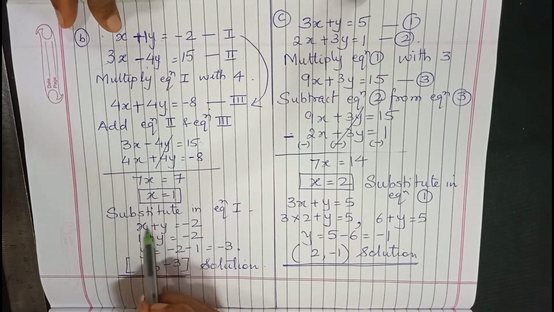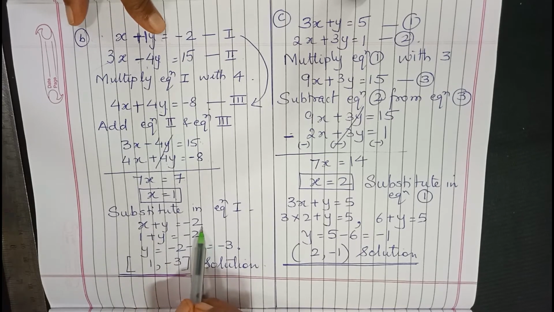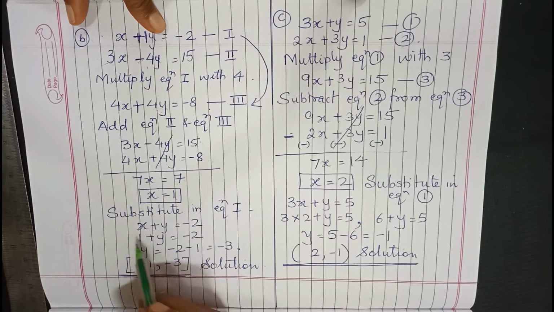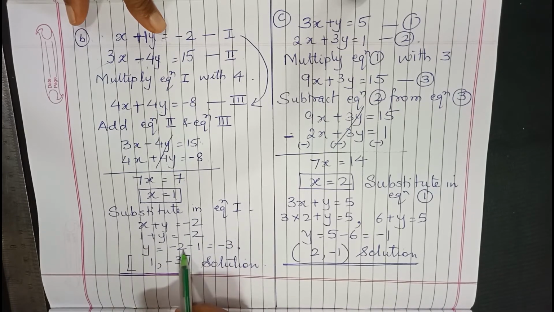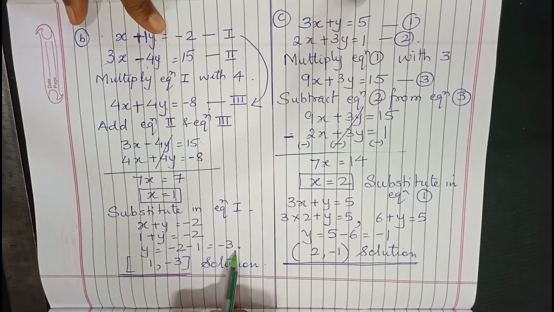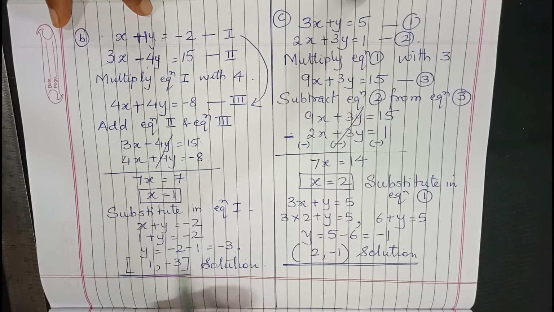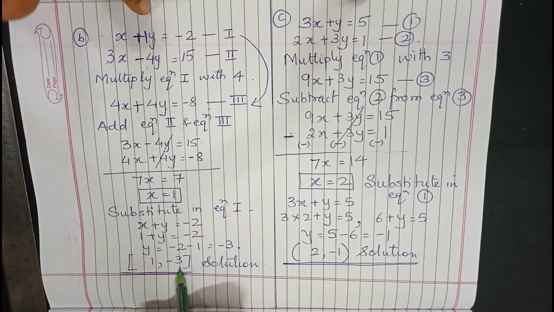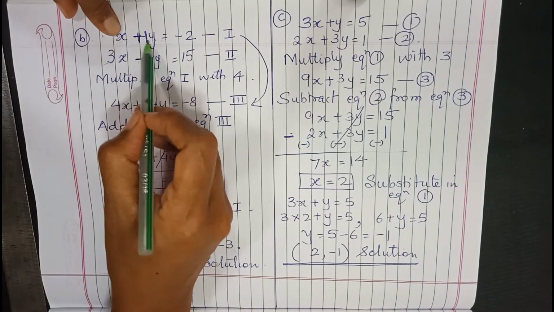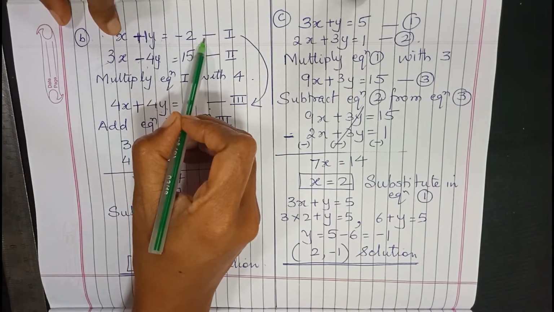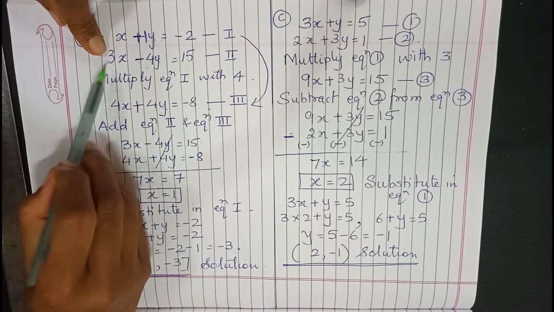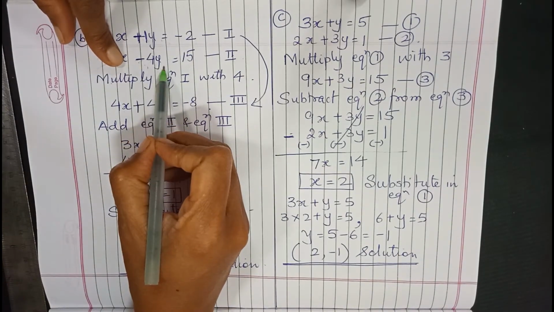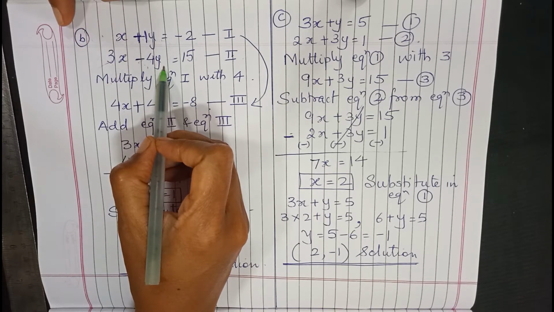So equation number 1 is x plus y is equal to minus 2. So I put the value of x as 1 and take it on the other side. So what I get is y is equal to minus 2 minus 1, which is nothing but minus 3. So the solution that I get for this equation is 1 comma minus 3. You can check whether it is correct or not. 1 minus 3 is minus 2. Similarly here also 3 into 1 is 3 and minus 4 into minus 3 is minus 12.